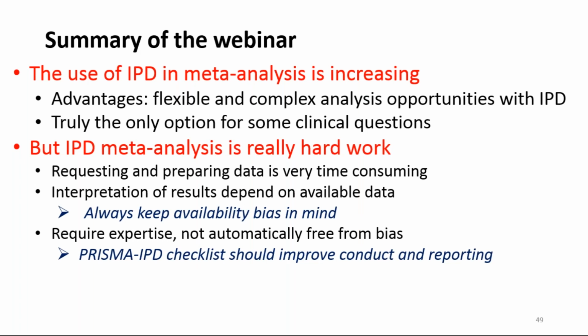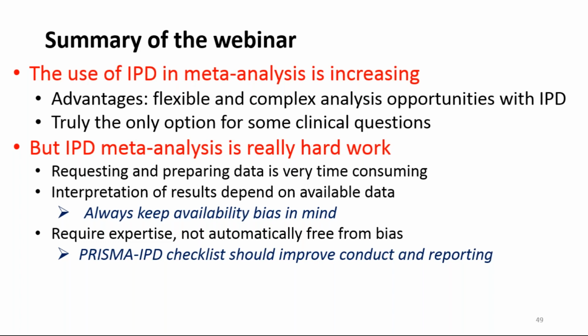And the interpretation of the results from an IPD meta-analysis is directly dependent on the data that is available. Availability bias should always be kept in mind, and any checks, any additional things that can be done to explore this sort of bias always should be done. So this type of work does require expertise. While it is considered to be gold standard, these types of analyses are not automatically free from bias.